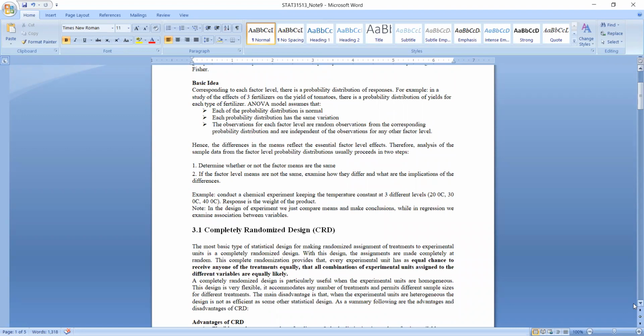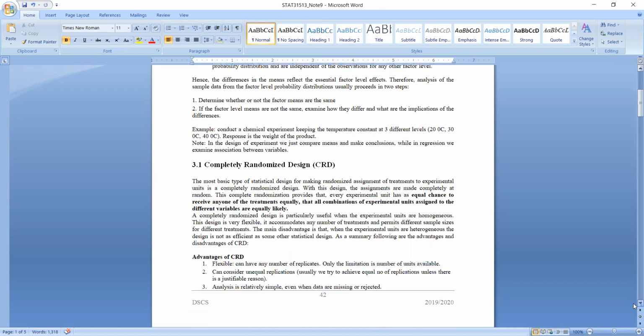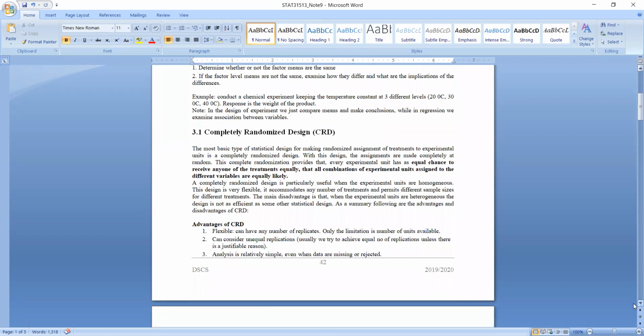Likewise. So in this case, when it comes to completely randomized designs, the most basic type of statistical design to randomize the treatments is the completely randomized design. So when you have some experimental units and you are assigning these treatments, we have to do it in a completely randomized way.